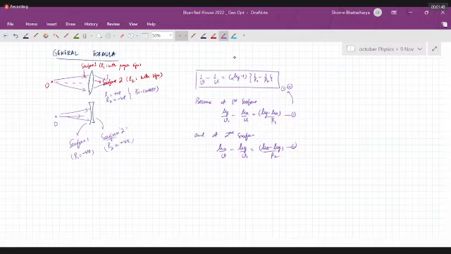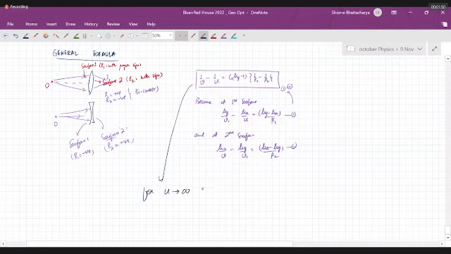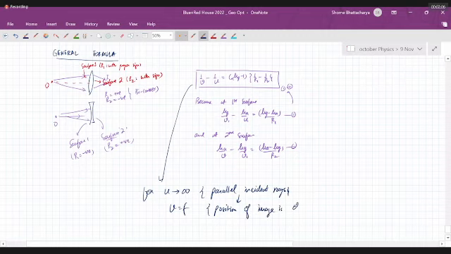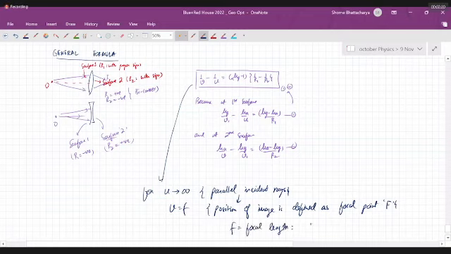Okay. So this formula, now in this formula, we can see that for U tending to infinity, that is parallel incident rays, okay, V becomes F, that is the position of image is defined as the focal point F, and F is the focal length, that is the position of F with respect to the pole. Okay. So that is this kind of situation.